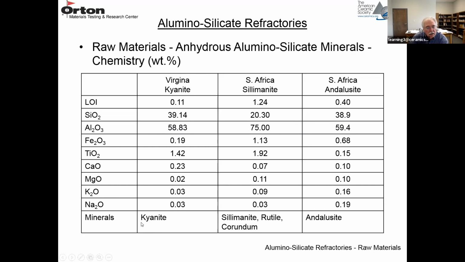So the Virginia kyanite, when you x-ray it, it's the mineral kyanite. This one, the sillimanite, when you x-ray it, you get sillimanite. You also get some rutile. There's a fairly high TiO2 content, and there's also some corundum present. And that's why this number is fairly high, because there's corundum present that enhances the alumina content. And that's why the silica content's lower. And then this andalusite, when you x-ray it, it's just the mineral andalusite.